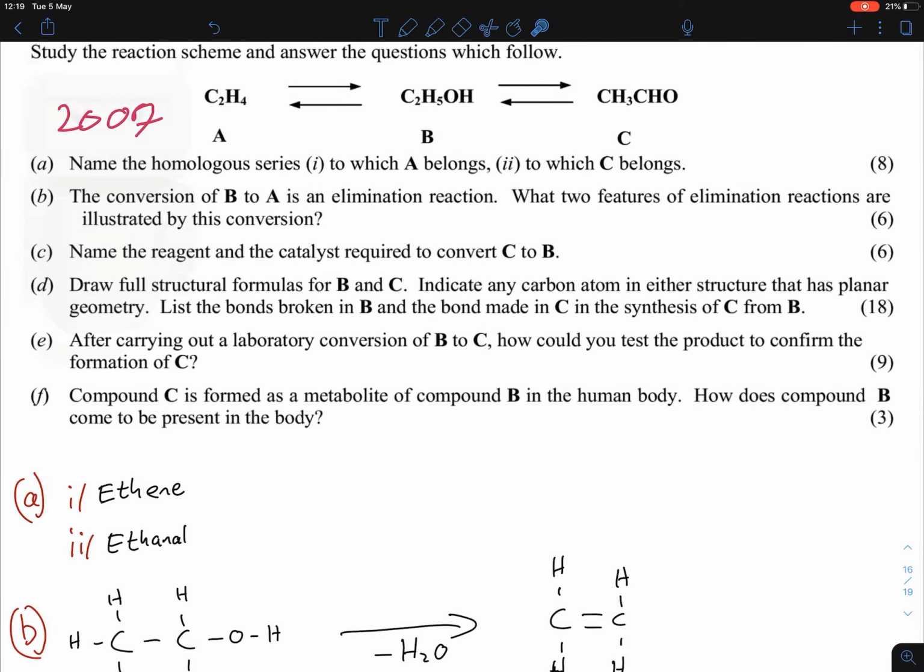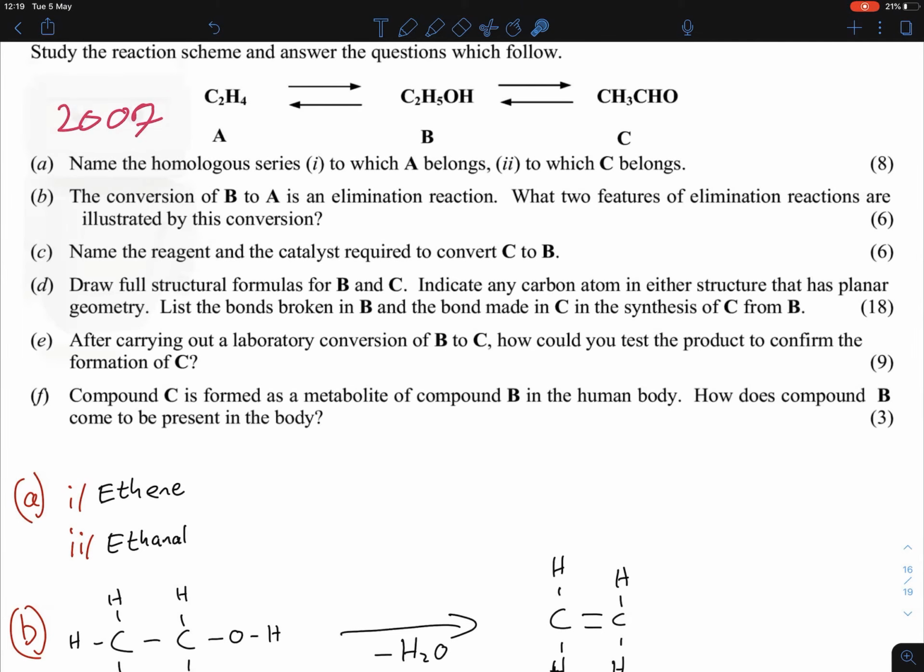Now, you could do other ones. There's Tollens' reagent, you could have done that one too. There's probably more than that, but Fehling's A and B is kind of the easiest one to remember. Acidified potassium manganate is there too.